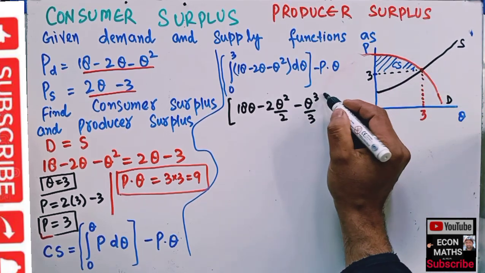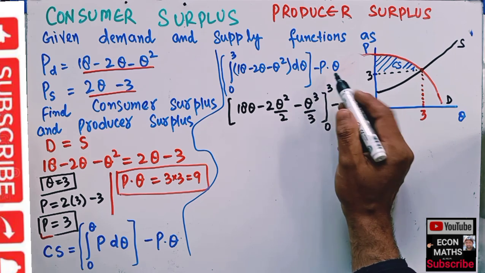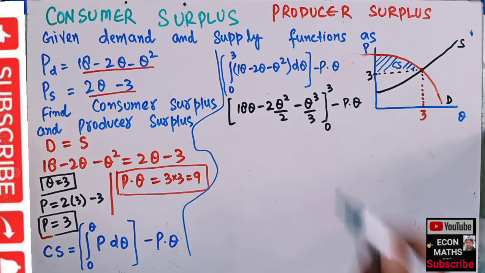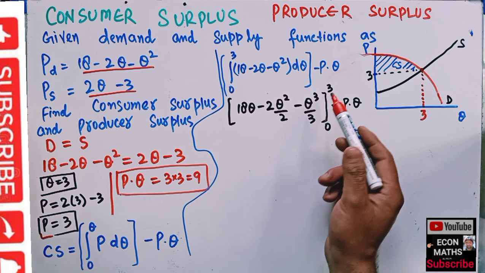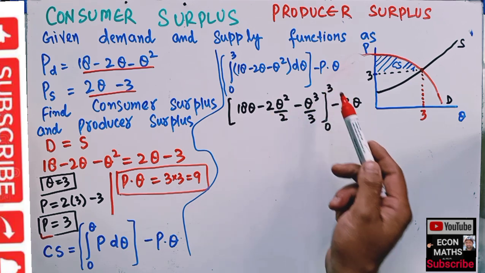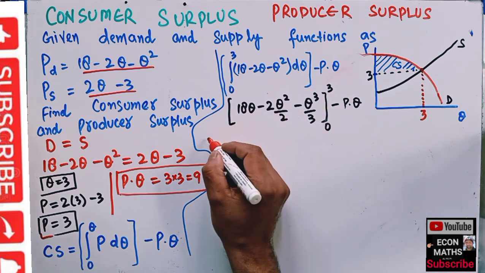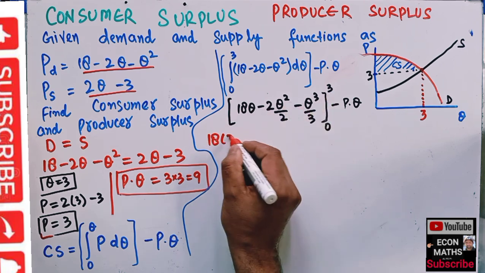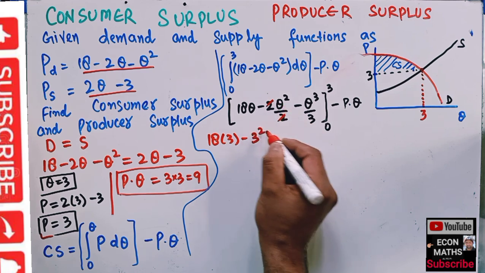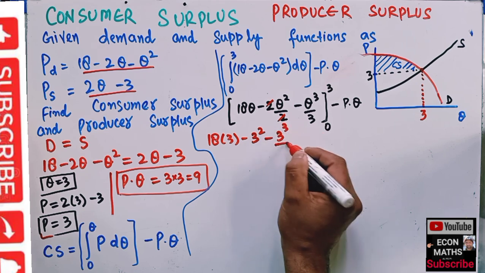Now we evaluate from the lower limit, which is 0, to the upper limit, which is 3. From this we subtract the total expenditure, that is P into Q, which we calculated as 9. Now let's plug in the value Q equal to 3. First we evaluate at the upper limit, then we subtract the terms evaluated at the lower limit. We have 18 times 3, minus 2, and the 2 will get cancelled, so 3 square, minus, in place of Q again 3, so this is 3 cube divided by 3.